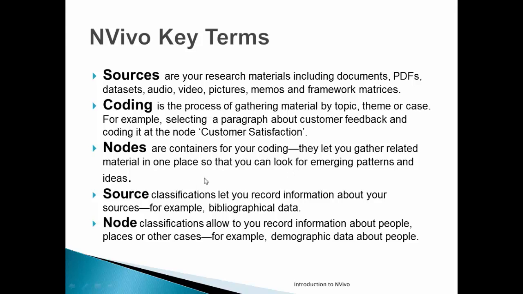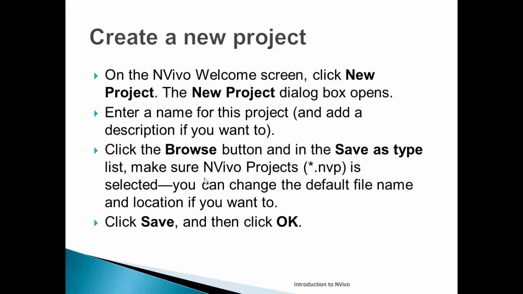Source classifications let you record information about your sources, so you can bring in a wide range of sources. You can see if those are bibliographical data, if they're text data, if they are author data, etc. Node classifications allow you to record information about people, places, or other cases. So any demographics or various notes you want to make on the different nodes, you're able to record that in NVivo.